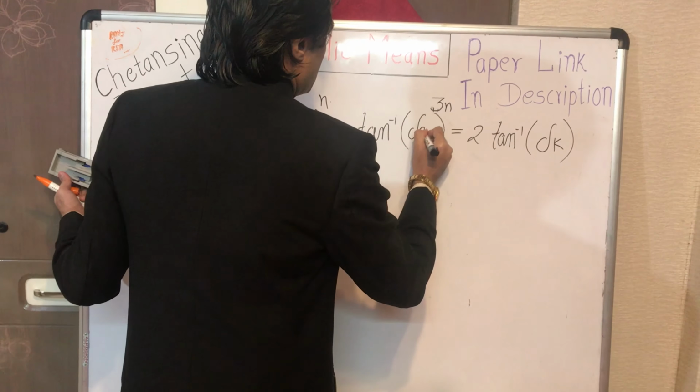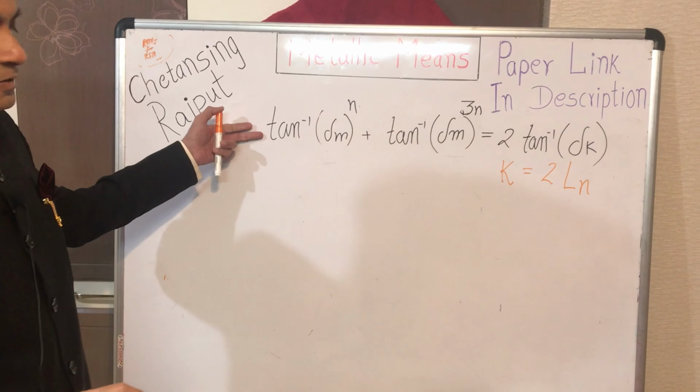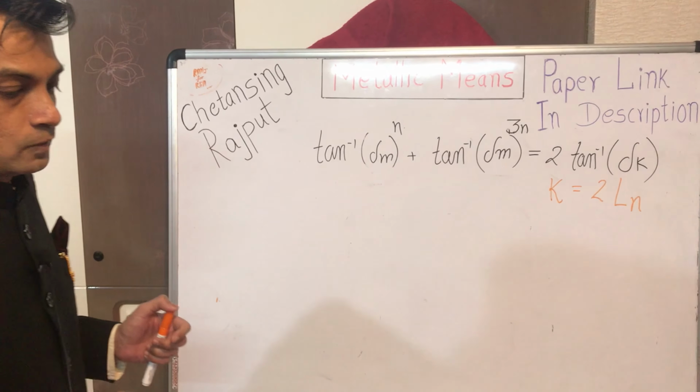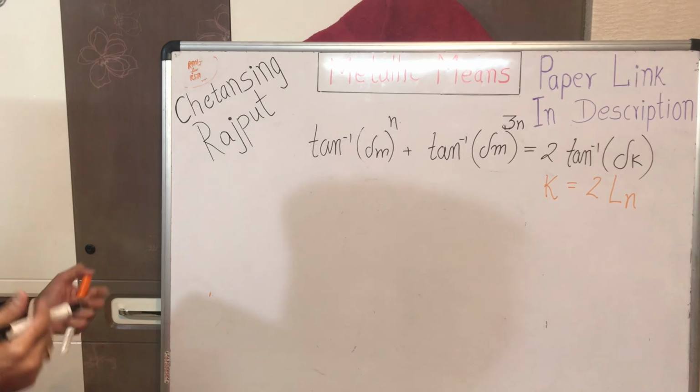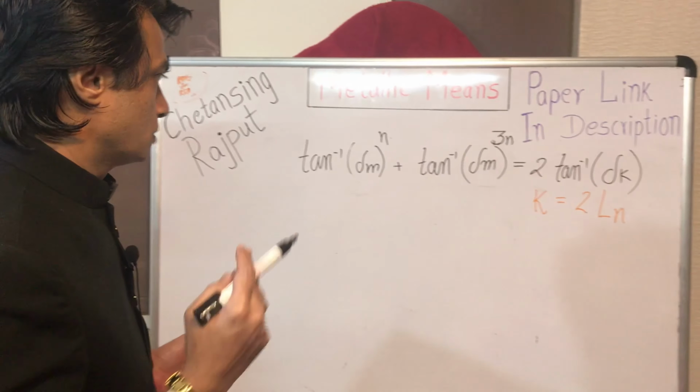Arctangent of the nth power of the mth metallic mean plus arctangent of thrice the nth power of that metallic mean will give us twice the arctangent of some kth metallic mean, and the value of k here is equal to twice the nth term of the corresponding Lucas sequence. Let us elaborate this formula with the example of the bronze ratio, which is the third metallic ratio.